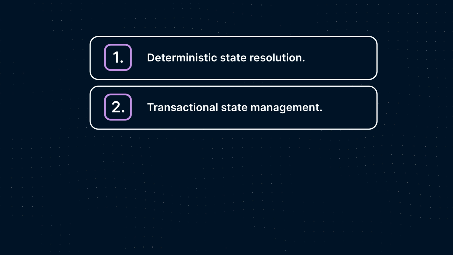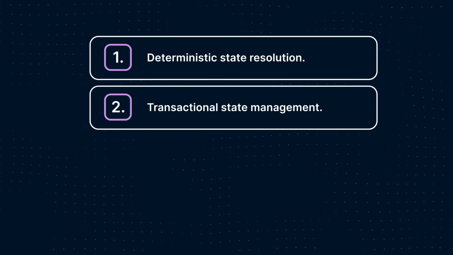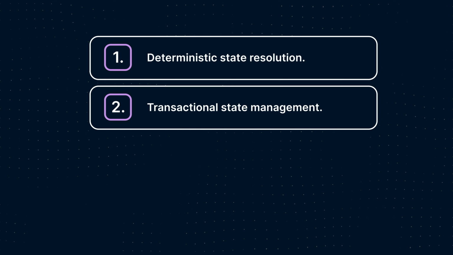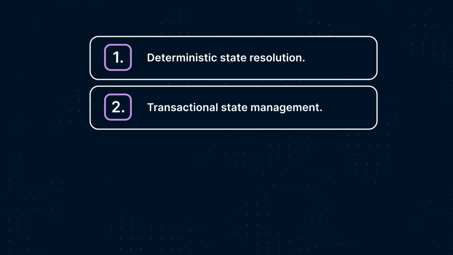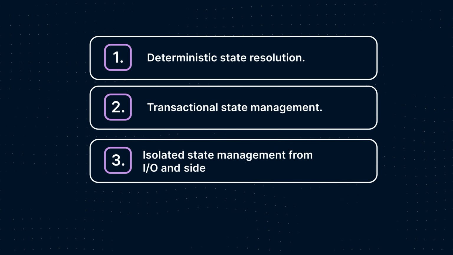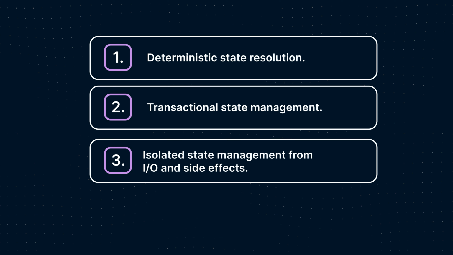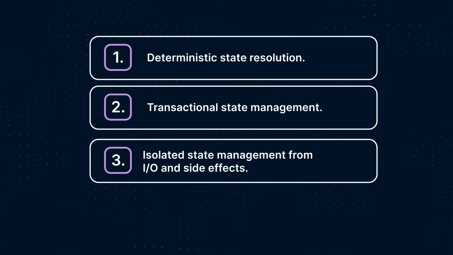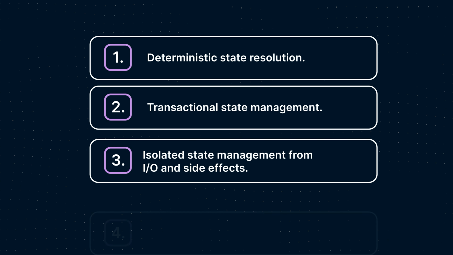Every action in Redux can be treated as a transaction. The state transitions occur atomically, meaning either all actions get processed and the state gets updated, or your state remains unchanged. Redux keeps state management separate from side effects like API calls or time-dependent operations. Redux uses middleware to handle these operations, keeping your state management updates pure and deterministic.